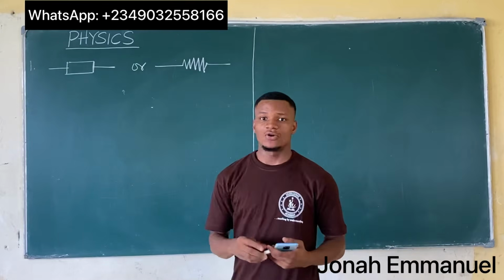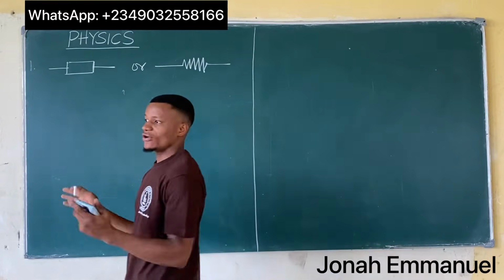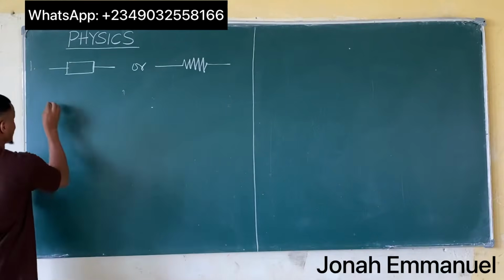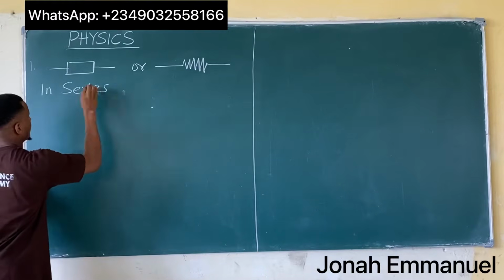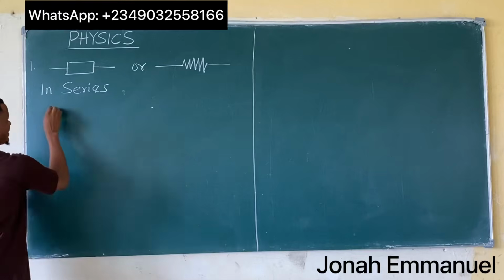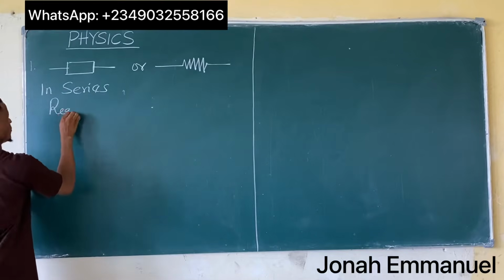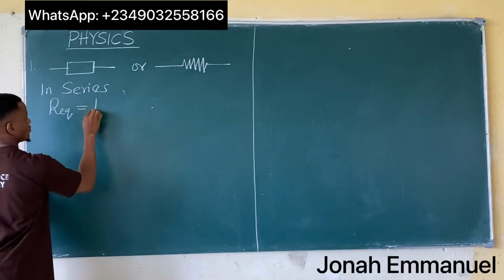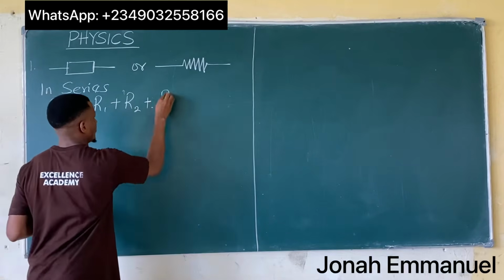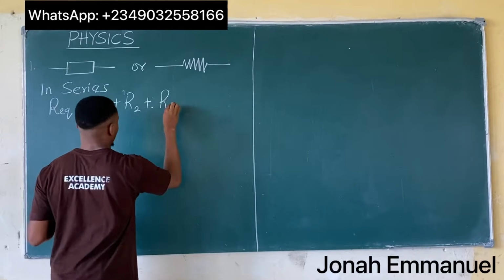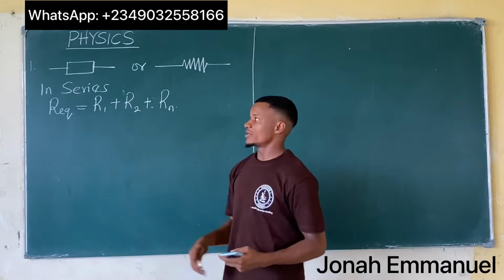Also for a resistor, note that when resistors are connected in series, the equivalent resistance, let's say Req, is equal to the sum of all the resistors up to n, as the case may be. So just simply sum them up.